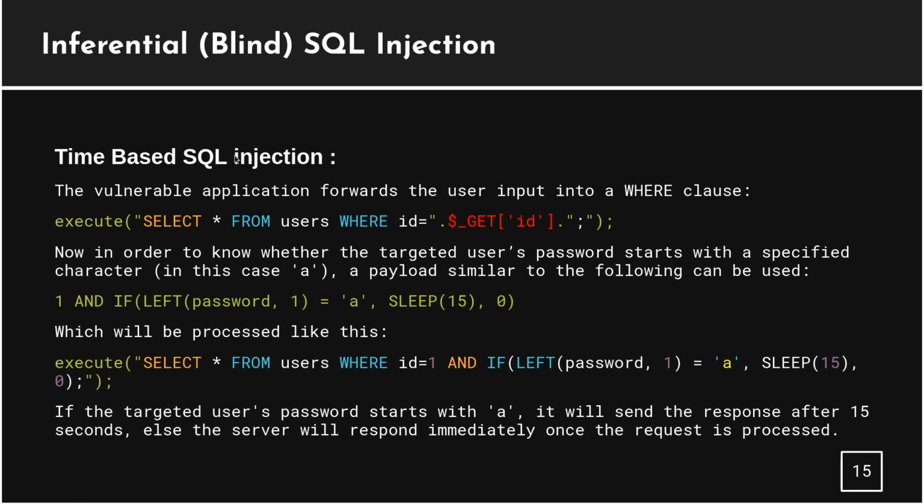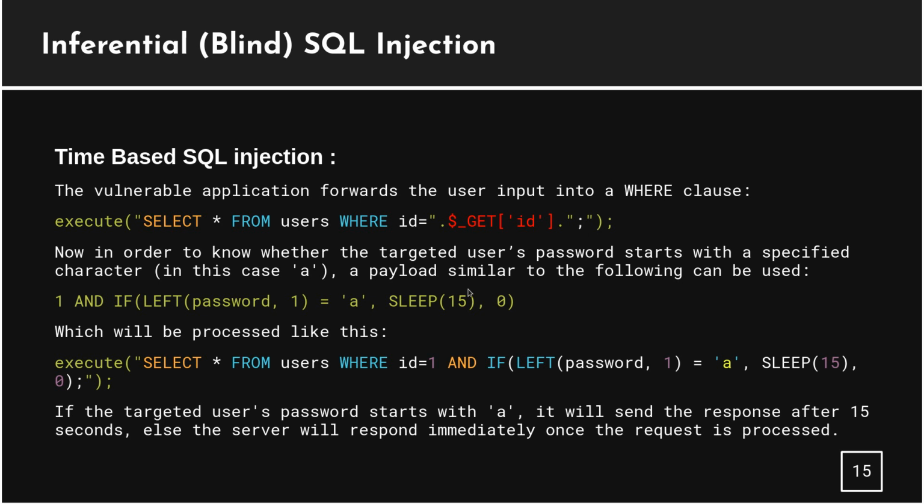We have here a vulnerable web application that's written in PHP, but we don't have to know about PHP. We can just look at the SQL code here. Anyway, the application forwards the user input into the where clause. So we have here select everything from users where the ID is equal to, and then here we basically just get the ID parameter. That's basically the user input. And then we close it off with a semicolon.